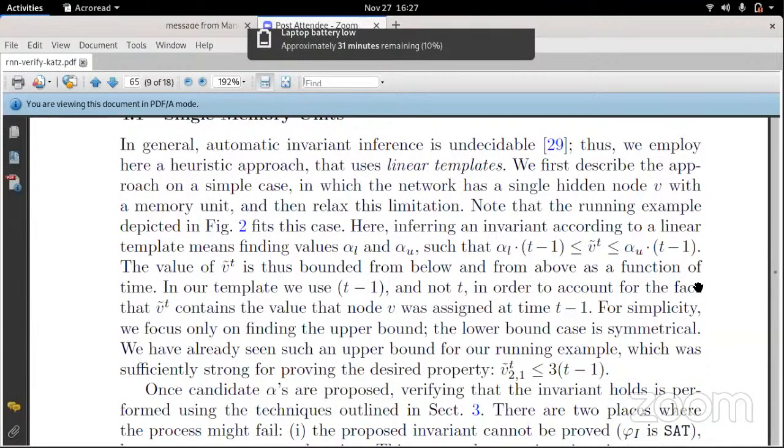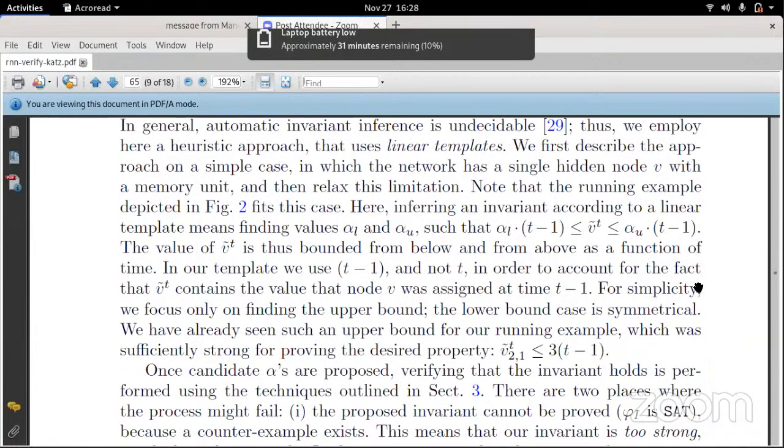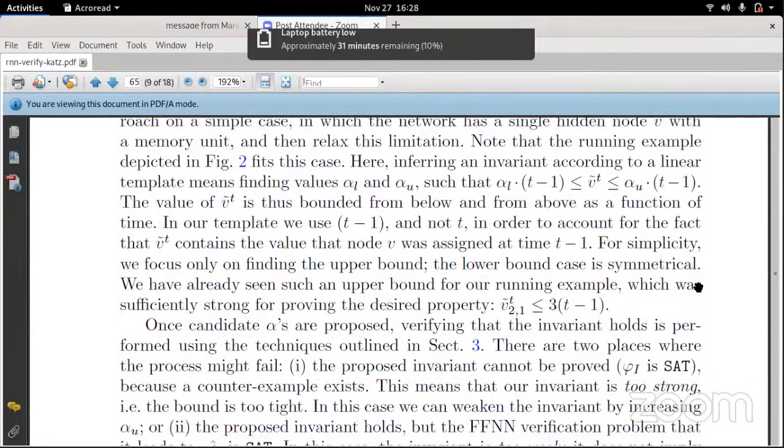So you assume that your invariants are going to be linear templates, and in these linear templates you have to find the lower and the upper bounds. So you try some lower and upper bound. If that happens to be an invariant, then you are good. If it is not an invariant, then you get a counterexample to the property. Using that counterexample, you can realize whether it is too strong or too weak, and then strengthen or weaken it.